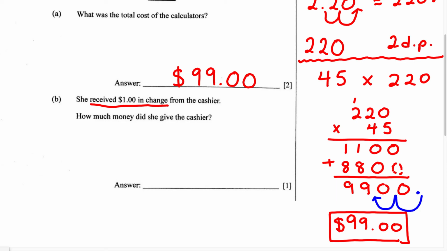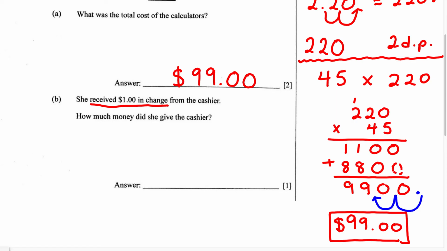Now, what is the change? Well, change is when you do something different. Yeah, that's true. But in this situation, change is the money returned after paying for something with more money than it cost. So because she received $1 in change, she paid for the calculators with more money than it actually cost. So to find how much money she gave the cashier, we're going to add the total cost, which is $99, plus the change she received, which was $1, to find how much money she gave the cashier.